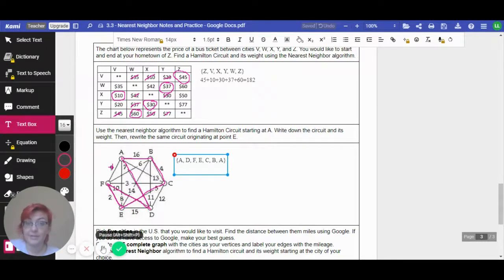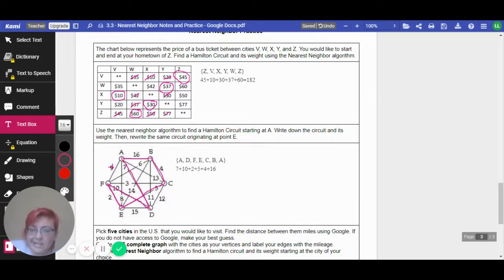Now let's find the weight. A to D is 7 plus D to F is 10 plus F to E is 2. E to C is 5. C to B is 4. And B to A is 16.